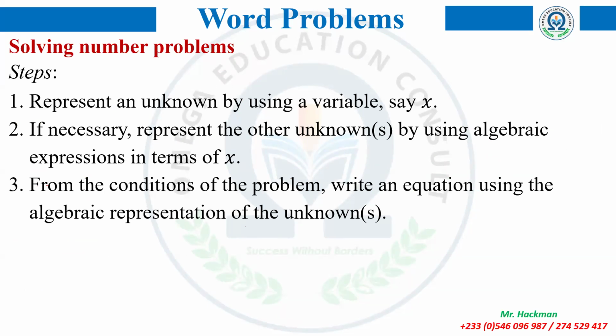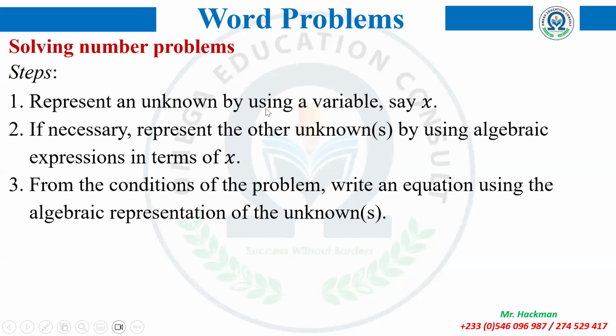So first step, represent an unknown by using a variable, say x. That one we know, so indirectly we have done it. Second step, if necessary, represent the other unknown or unknowns by using algebraic expressions in terms of x. Remember we said the other unknown, which should have been y, you have to express it in terms of your first unknown, so that you generate only one equation and you use it to solve. That's what the second step is talking about.